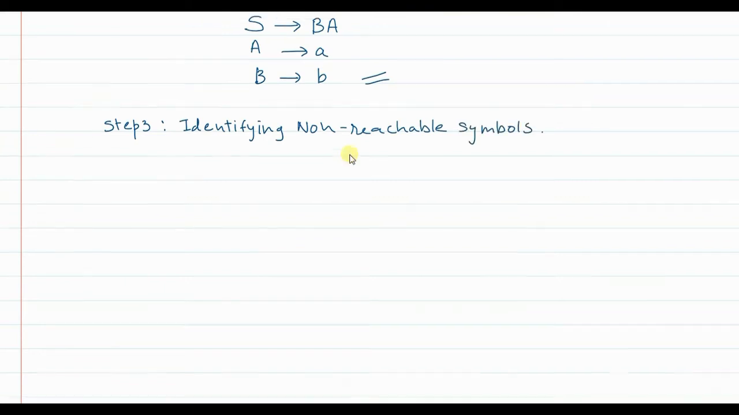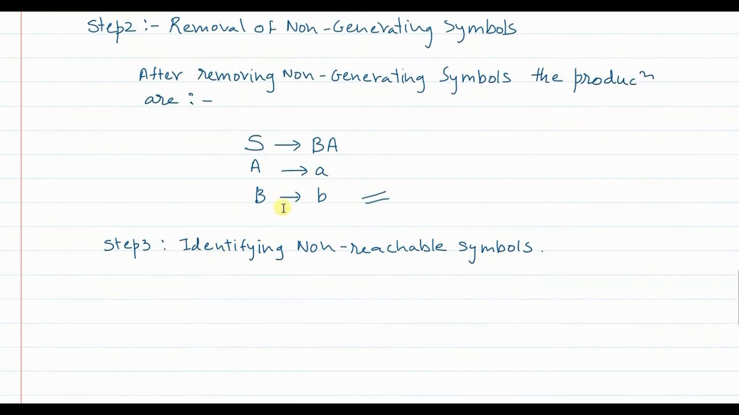What are the non-reachable symbols? If there is a non-terminal that cannot be reached from the start symbol, that non-terminal will have to be removed. But if you see this, is A reachable from S? Yes, because from S on the right hand side there is capital A. So that means from production S, that's a start production, you can very well reach out to A production.